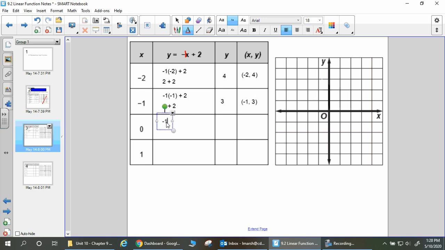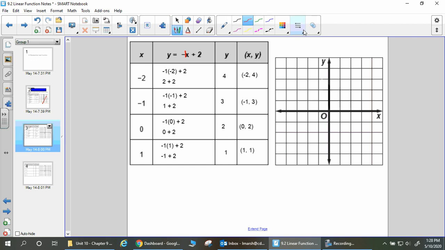Keep going, -1 in front, x value is 0. Anything times 0 is 0. 0 plus 2 is 2. So 0, 2. And the last one, -1, x is +1. That's going to multiply to a -1. -1 plus 2 is +1. And so 1, 1 is my ordered pair.